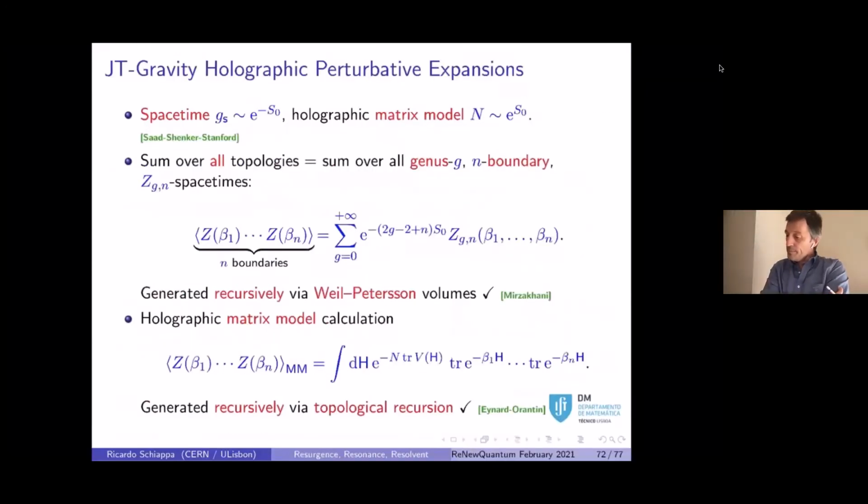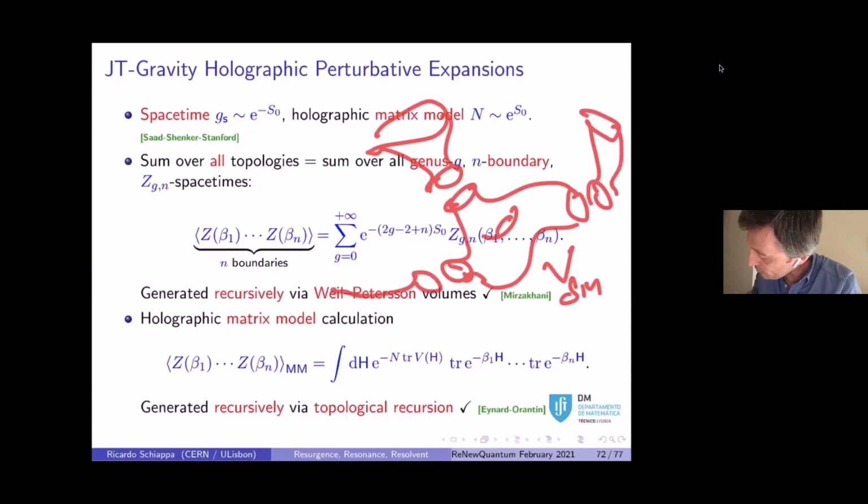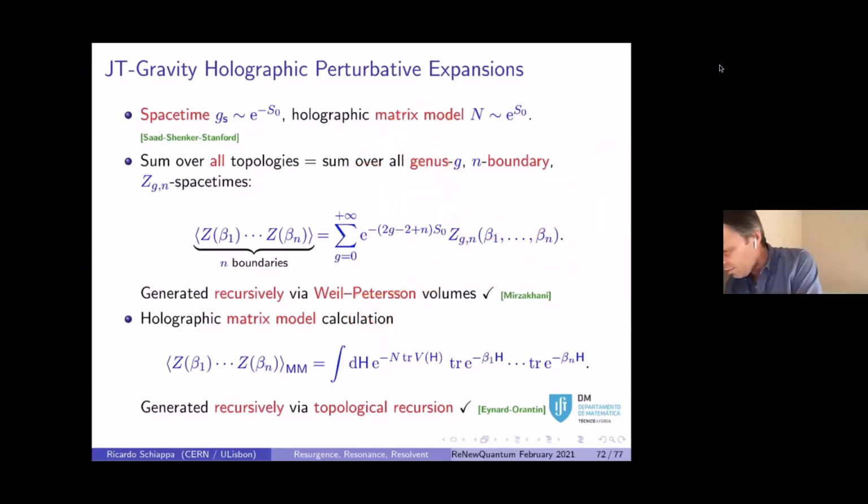These guys can actually be generated recursively via Weil-Petersson volumes. Let me again make some plot. If you know the contribution of Weil-Petersson volumes, then in order to compute these guys, all you have to do is glue trumpets to all of these V_{g,n}. So this would be the Z trumpet. You probably have also seen this story before.